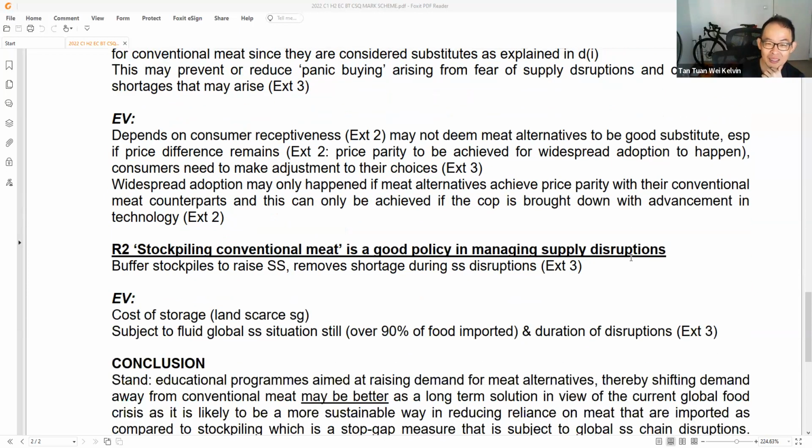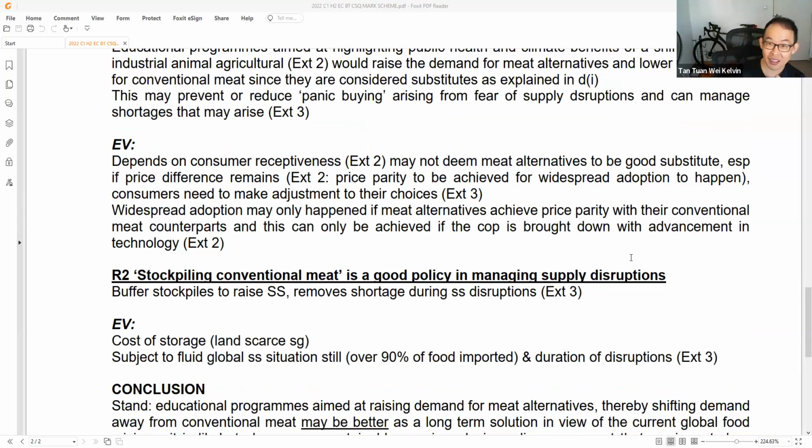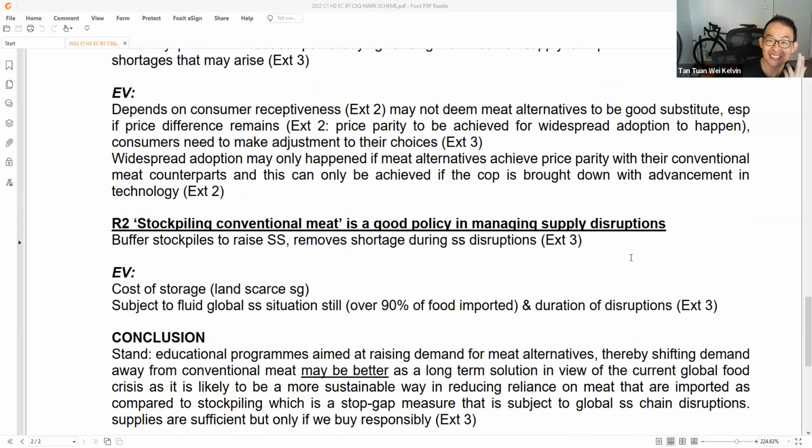For R2, it is to increase the supply. When you have a stockpile, as I said, whenever there's a shortage, it's a signal for the government to release the meat that is stored in the stockpile. So this will increase the supply and hence manage the shortage. Of course, the necessary limitation is that Singapore is a very small country in terms of land size, so the cost of storage will be exceptionally high. So this is one limitation.